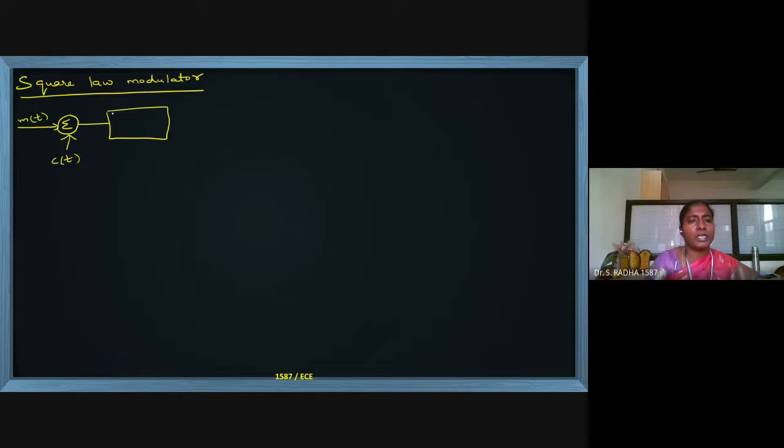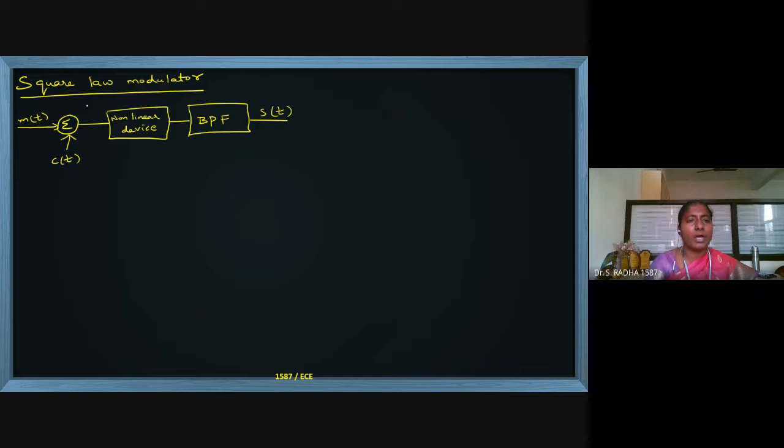First one, I am going with square law modulator. So we will take a summation point. We will consider message signal and carrier signal, both of them combined and given to a non-linear device, then applied to a bandpass filter. Here comes the modulated signal S of t. Now you are familiar with M of t, C of t and S of t.